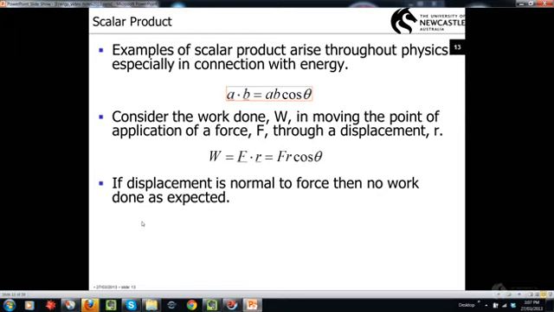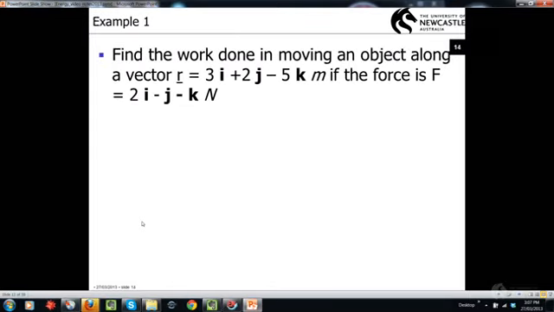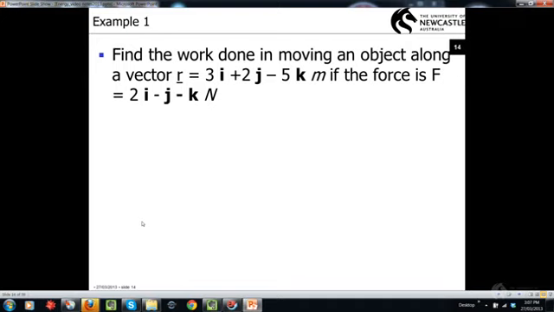So we're coming back to force. We're coming back to the work done. The work done is the scalar product of the force and the displacement, F r cosine theta. And if the displacement is normal to the force, then no work is done. But let's have a look at a specific example using vectors to work out the scalar product. We want to find the work done in moving an object along a vector equal to 3i plus 2j minus 5k due to a force of 2i minus j minus k.